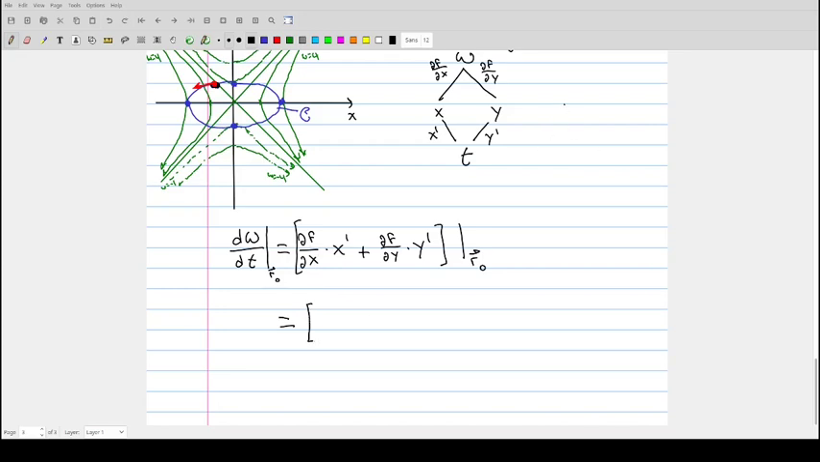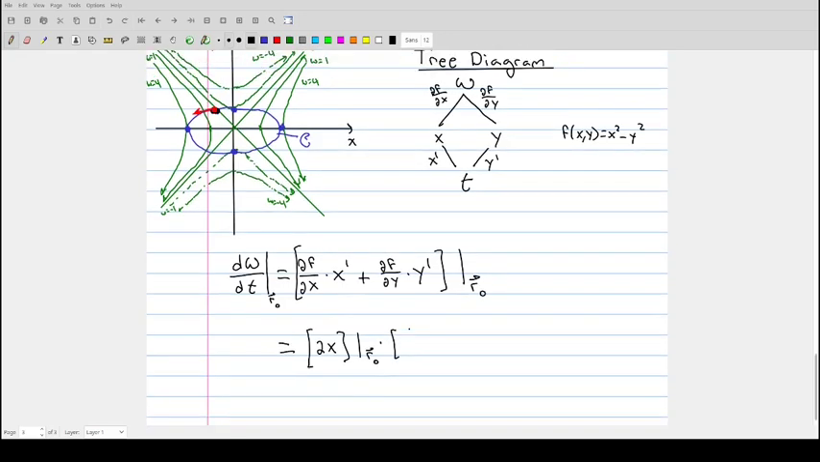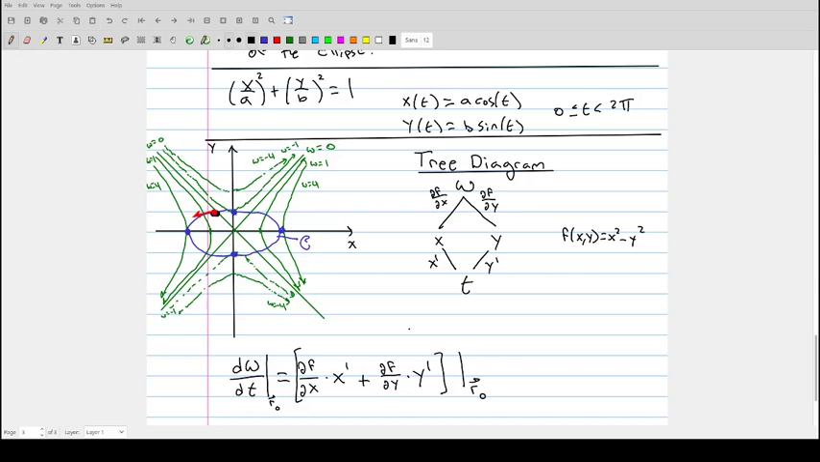well, if f is the function, f of x, y, remember, is x squared minus y squared, df/dx is the partial derivative of that with respect to x, so it'll be 2x evaluated at R naught. This will be multiplied by x prime. And remember, this is our general parameterization for the ellipse, this curve C, our blue curve right here, is the ellipse with a equals 2 and b equals 1.